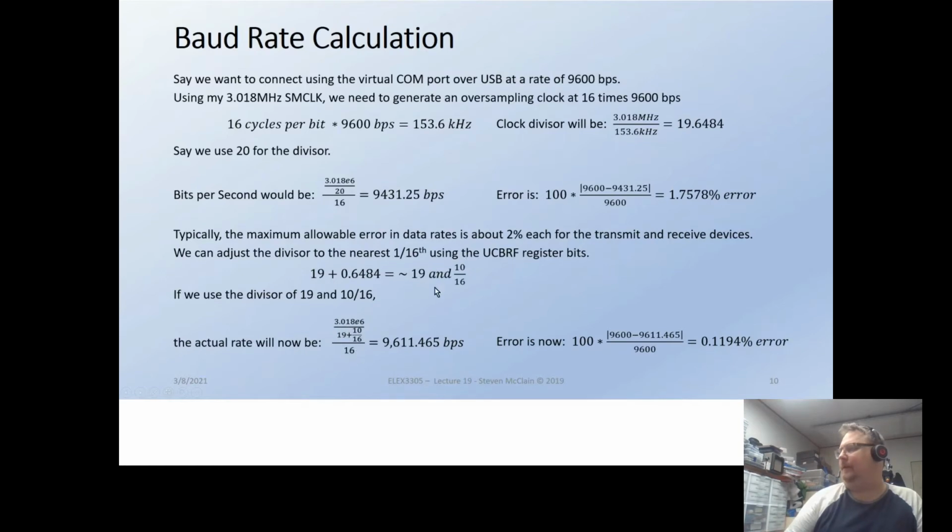Okay, so it's this 16th bit. You've got two divisors. One is the 19, that's like a coarse adjustment, and then you've got a fine adjustment that's measured in sixteenths.